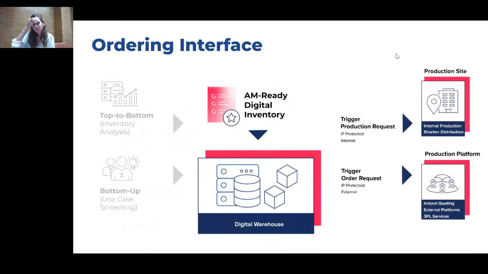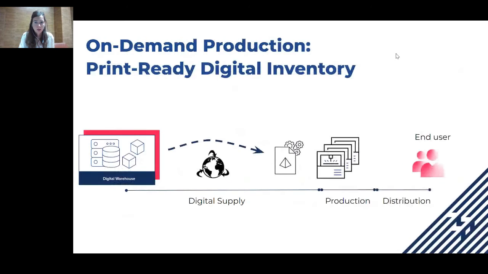So now that you have your AM-ready digital inventory, the next step will be to order from this inventory. Here, you order a part and either you have your internal 3D printing capacities, so you will print the part in-house, or you will have to ask external suppliers to print the part. This is what you see on the right. And when you ask to print the part, you'll basically send all the digital information to the production site.